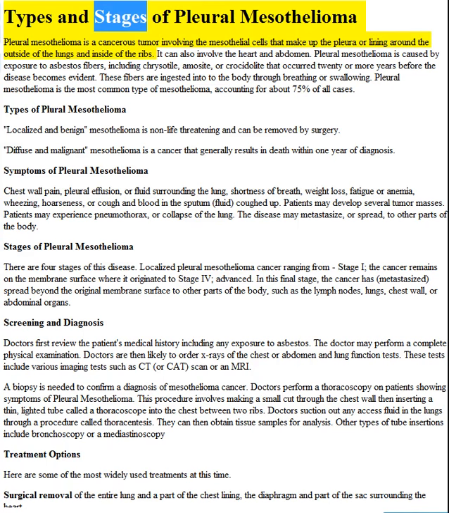Types and stages of pleural mesothelioma. Pleural mesothelioma is a cancerous tumor involving the mesothelial cells that make up the pleura, or lining, around the outside of the lungs and inside of the ribs. It can also involve the heart and abdomen.